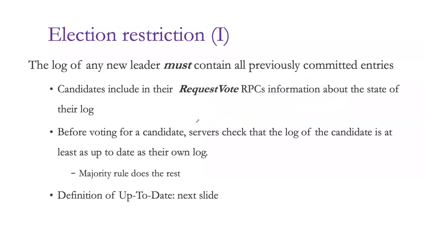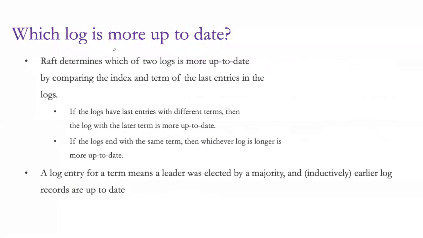If the term is less than the previous one, the election will be restricted for that particular candidate. So before voting for a candidate, the servers check that the candidate's log is at least as up to date as their own log. So the majority rule alone does not decide. That defines what up to date means. We will see which log is more up to date, by comparing multiple requests, as the cluster servers get multiple requests. When they compare them with their existing log, they respond only to the updated request vote. All other request votes they simply reject.